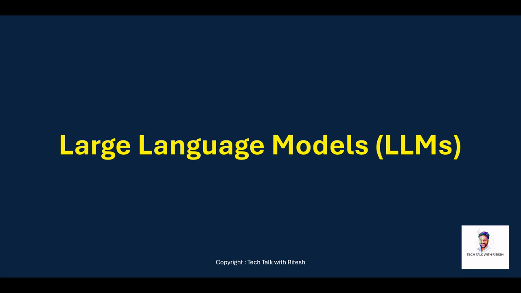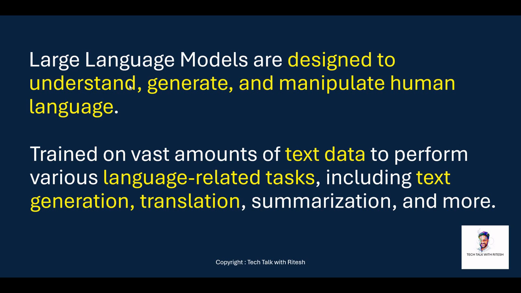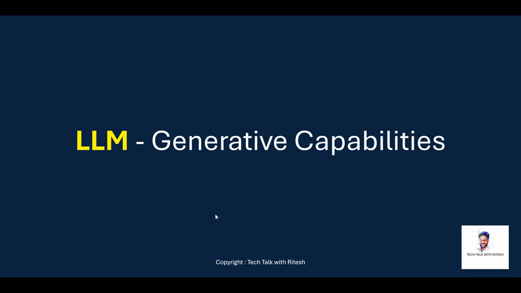Now let's see the next model, which is large language models or LLMs. Large language models are designed to understand, generate and manipulate human language, trained on vast amounts of text data to perform various language related tasks including text generation, translation, summarization and more. And you know what? The famous ChatGPT originally used the GPT-3 large language model only. So let's go on.